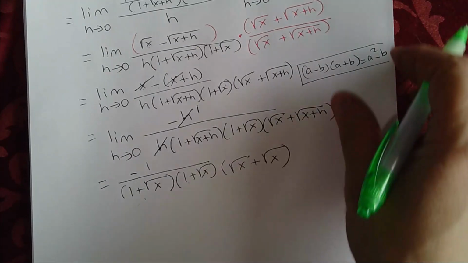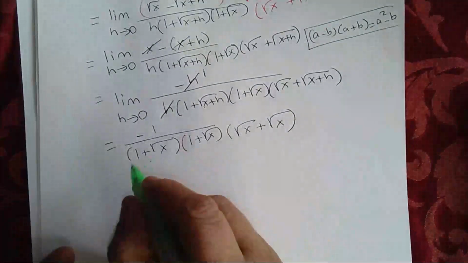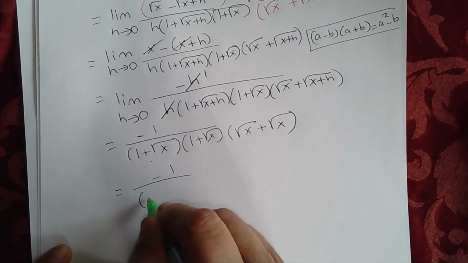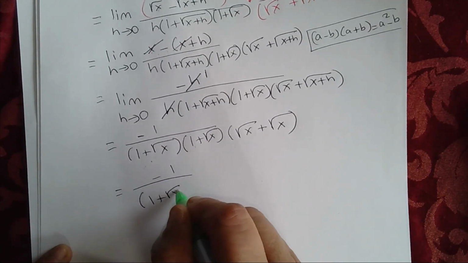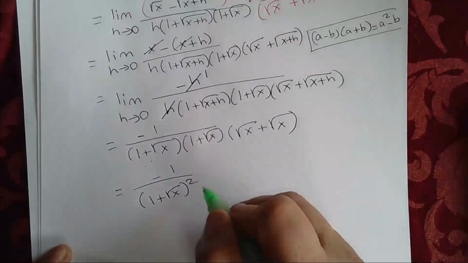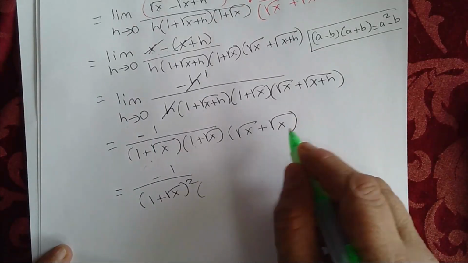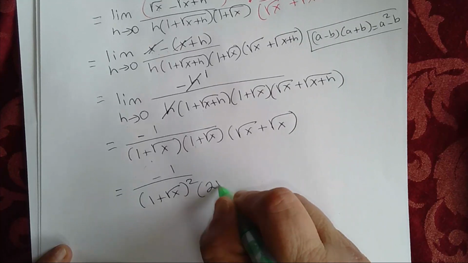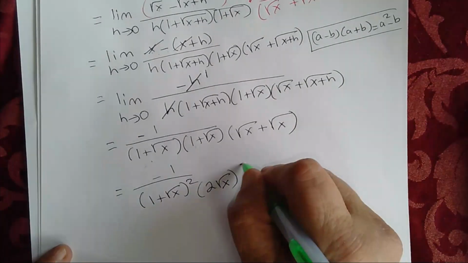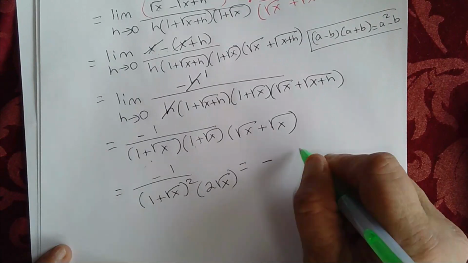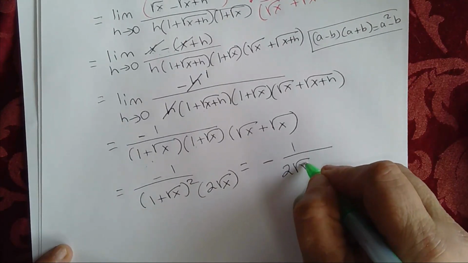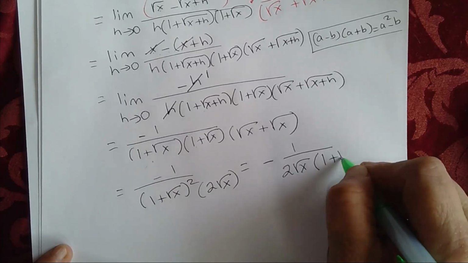So you notice that you can combine some terms here. So that's the same as -1, divided by the product of these two. So here you have 1 plus square root of x squared. And here square root of x plus square root of x, that's 2 square root of x. You can clean it up if you want. You can write here the -1 divided by 2 square root of x times 1 plus square root of x squared.